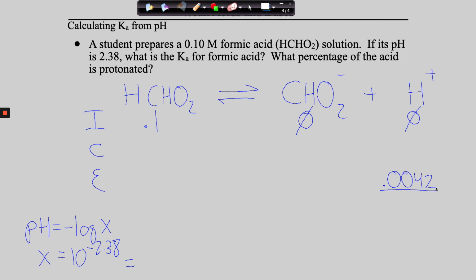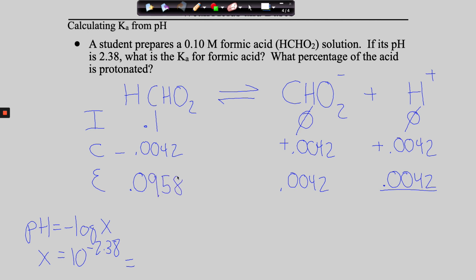0.0042. So guys, if that is 0.0042, that means this went up by 0.0042. But guess what happened to the conjugate base? Also up by 0.0042. So this is 0.0042. But now guys, this goes down by 0.0042. So we have 0.1 minus 0.0042, which is 0.0958.